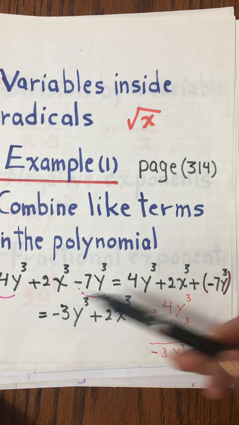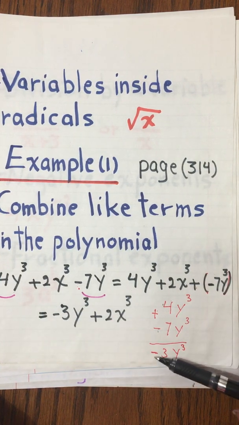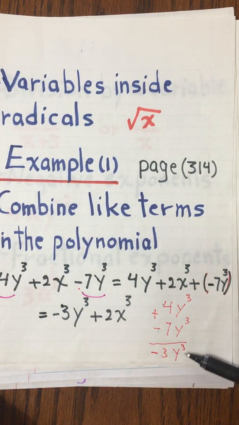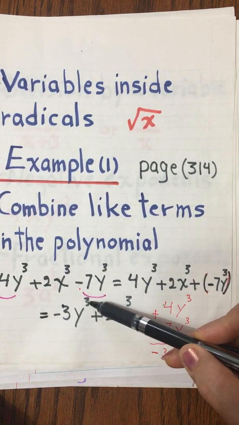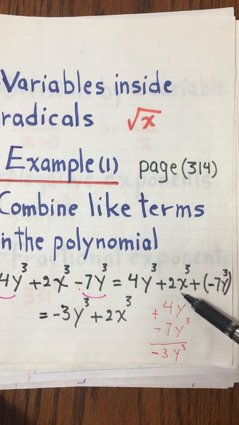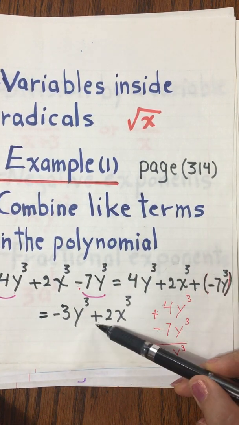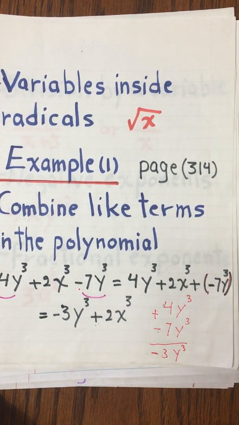So, it's not y third, it's negative 3y cubed, or y to the power 3. So equals negative 3y to the power 3, and I can put this term down, plus 2x to the power 3.